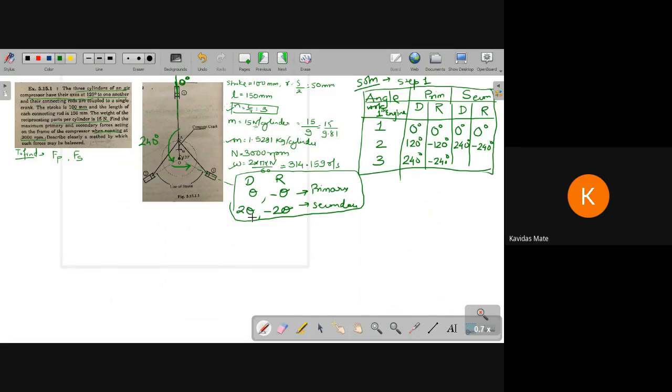Then 2 times 240 would be 480. So for secondary, it is 480 for direct, and for reverse it would be minus 480. How did we get it? The angle with respect to the first is 240, so direct 240. Reverse is minus theta, so it is minus 240. Over here, 2 theta, that is direct is 480 and reverse is minus 480. So I hope you got this table. Now we are going to use this table for constructing and finding the forces.